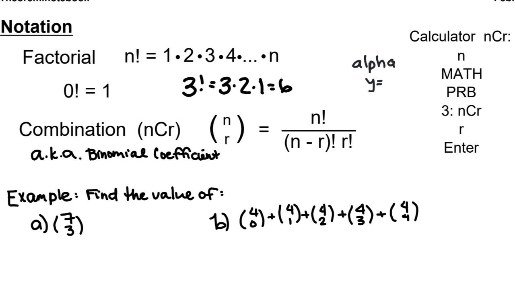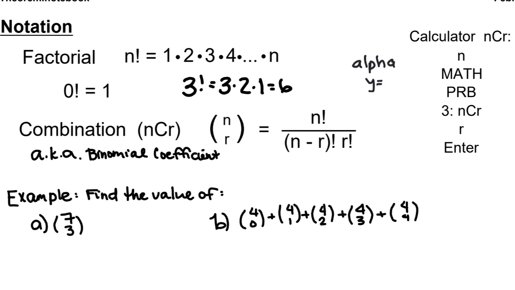Or you can just hit the math button, go over to probabilities, and it's the third one. I forgot to hit my n value. On the newer ones, you can actually do it after. So our first example was 7, 3. So we get 35. There are 35 different ways to take these 3 kids to the park.